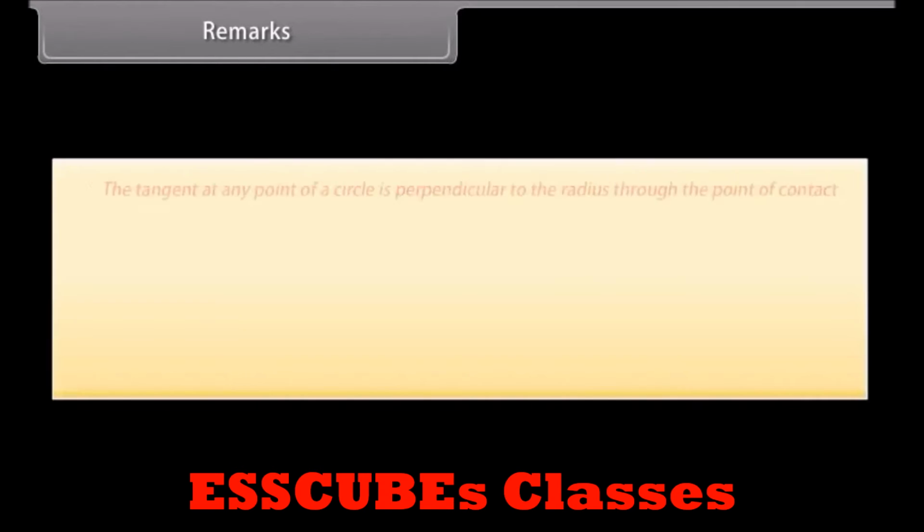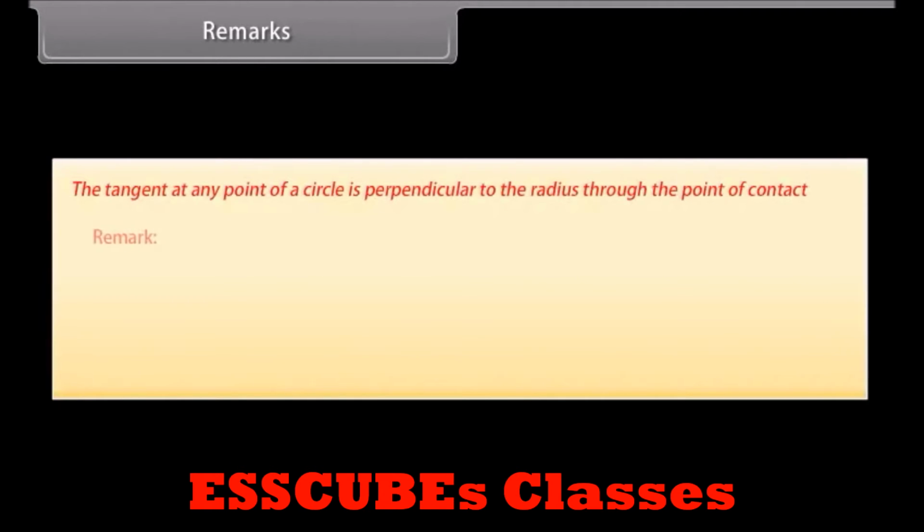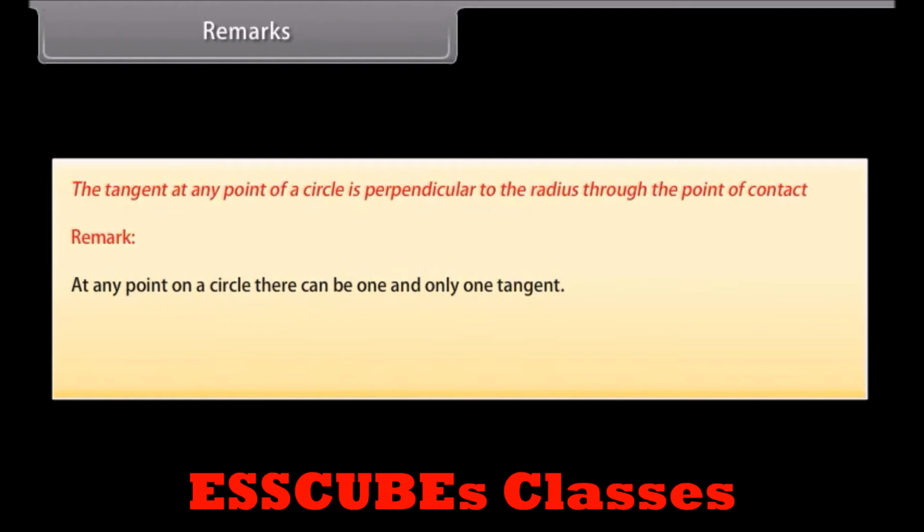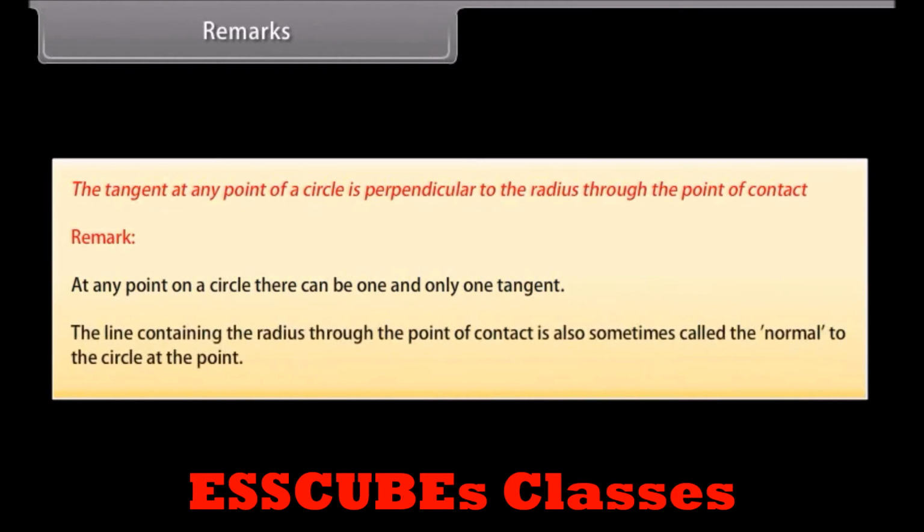Remarks. From this theorem, we can also conclude that at any point on a circle, there can be one and only one tangent, and the line containing the radius through the point of contact is also sometimes called the normal to the circle at the point.